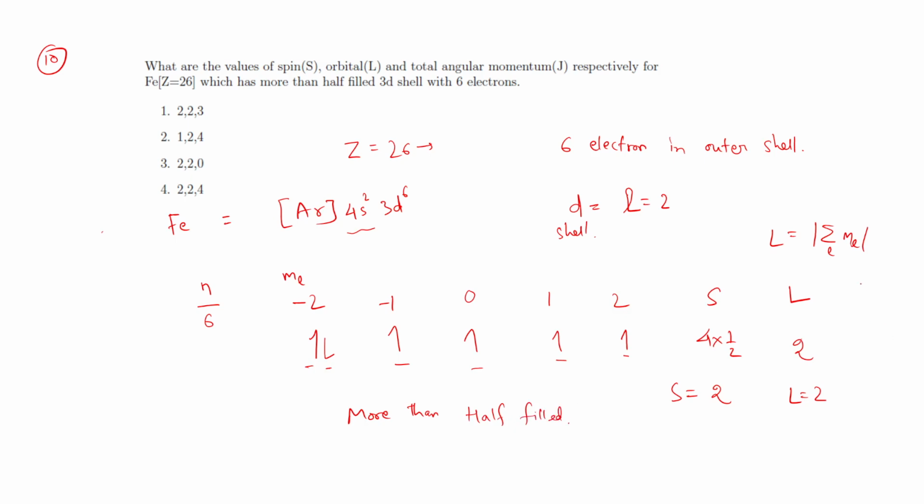So what we will have is J is equal to L plus S in magnitude. L plus S is 2 plus 2, it is 4. So J will be equal to 4. So it is 2, 2, 4. So this is your correct option. I hope this is clear. Now let us look at some of the previous year questions.